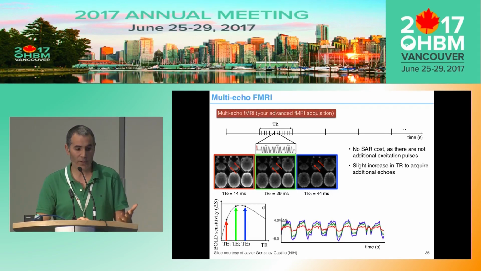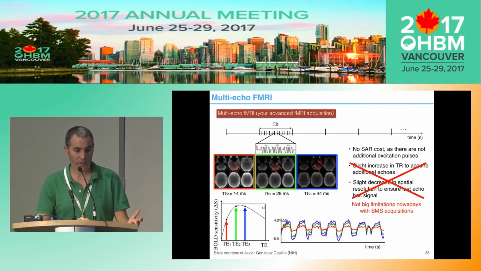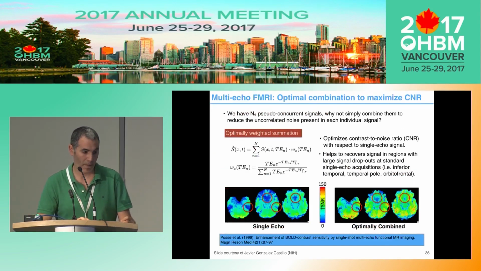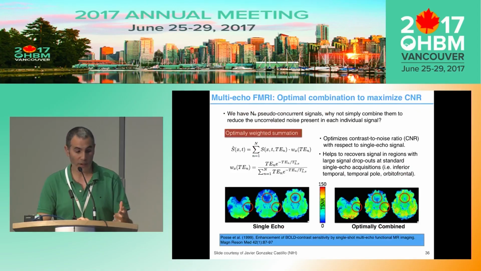It has a slight increase in the TR of the acquisition because you have to acquire multiple echoes, and a slight decrease in spatial resolution. But this is not really a problem nowadays because we have simultaneous multi-slice acquisitions. So what you can do with these multiple echoes is try to combine them in order to recover signal in regions with large signal dropouts in standard single echo acquisitions, like for instance the inferior temporal, the temporal pole or the orbitofrontal cortex.